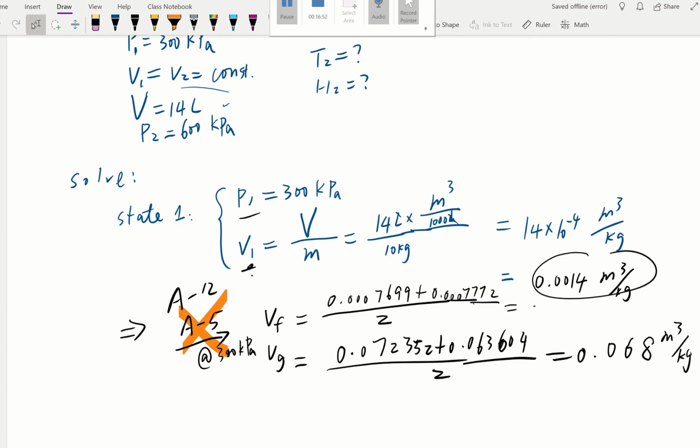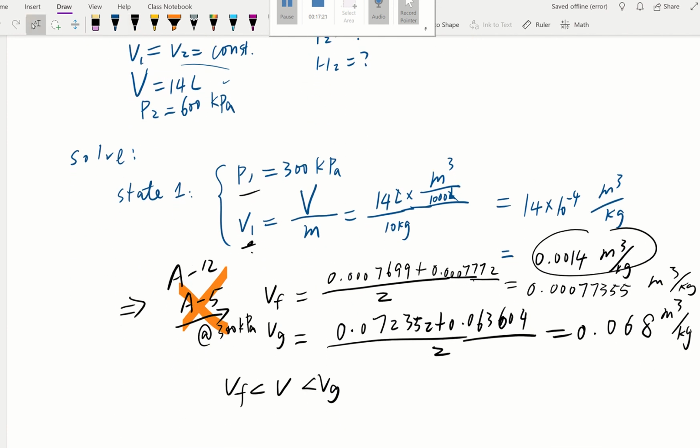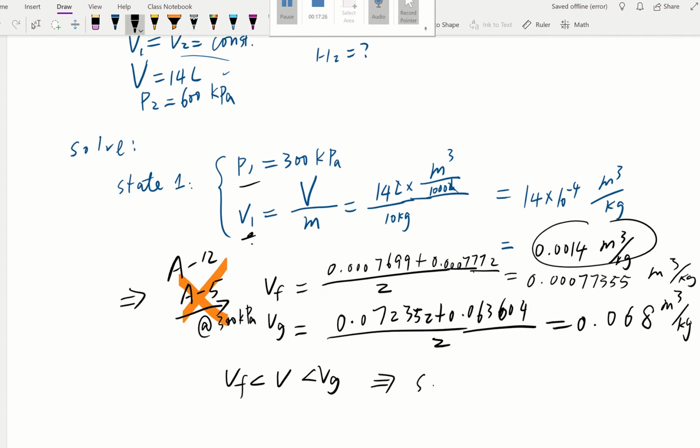So the value we got for Vf is 0.000077355. Well, it's so many decimals. Okay, so that's meter cube per kilogram. And let's look at this given V. This given V is obviously in between those two values, between Vf and Vg. Then that's all we need to know, right? This is going to be our saturated liquid vapor mixture.